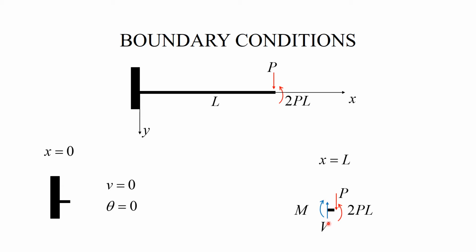Some of the forces will, of course, immediately tell me that V is equal to P. And some of the moments will tell me that the couple M is equal to the couple 2PL, because the couple formed by the forces V and P is negligible because this is a tiny element. So the arms for the forces V and P are infinitesimal, and therefore the moment equilibrium equation implies that M is equal to 2PL. And that's what I record. M is equal to 2PL and V is equal to P.